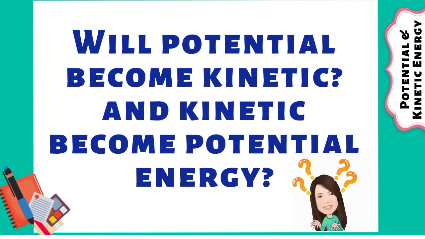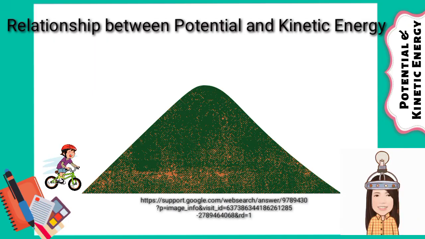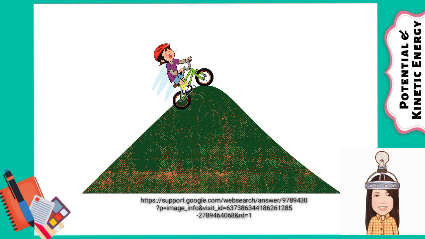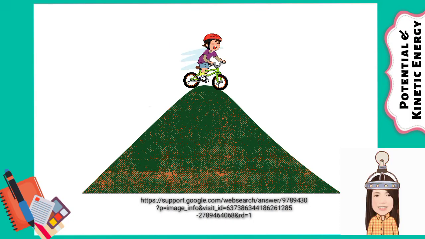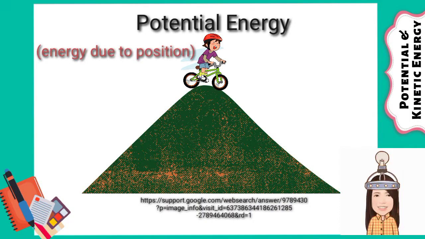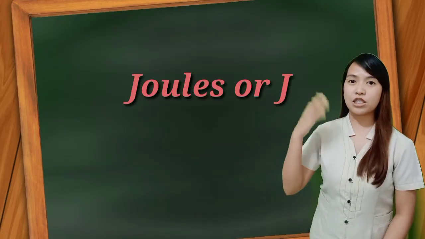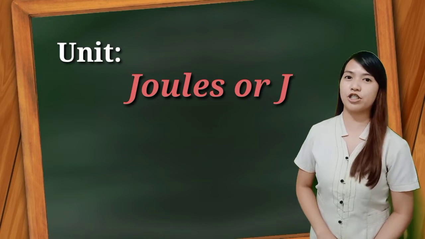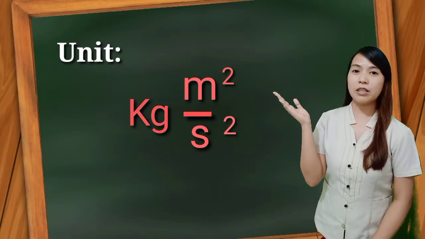Will potential become kinetic and kinetic become potential energy? The answer is yes. This illustrates the relationship between potential energy and kinetic energy. As a biker goes up the hill, he is in motion, kinetic energy, and when he stops and rests on top of the hill, potential energy. As he goes down, kinetic energy. Usually, we use joules or J in expressing the unit of energy. We also use Newton meter or kilogram meter squared per second squared.